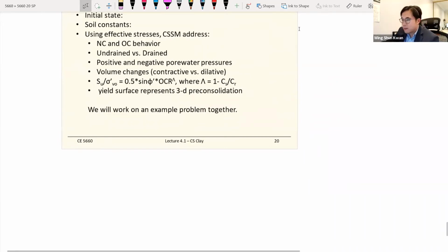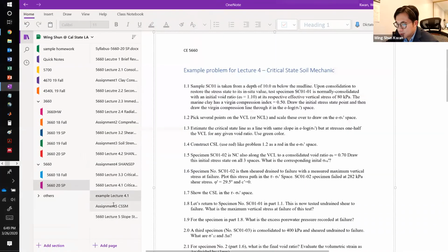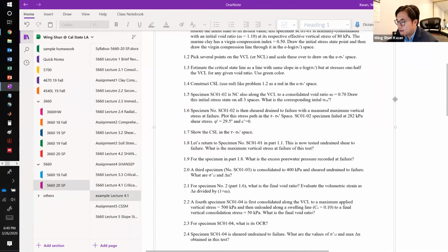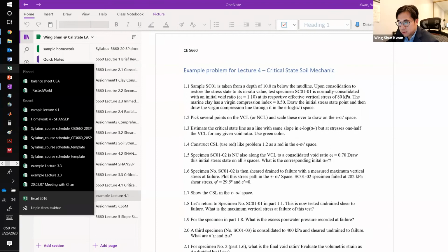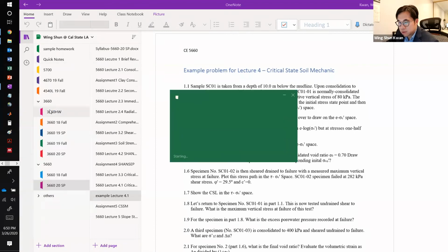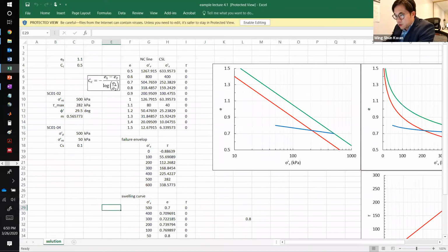Okay, so I have sample problems put on Canvas, and along with them, I also uploaded the solutions. Oops, for the spreadsheet. So I think it's this one. So this is my solutions to the problems that you're seeing.